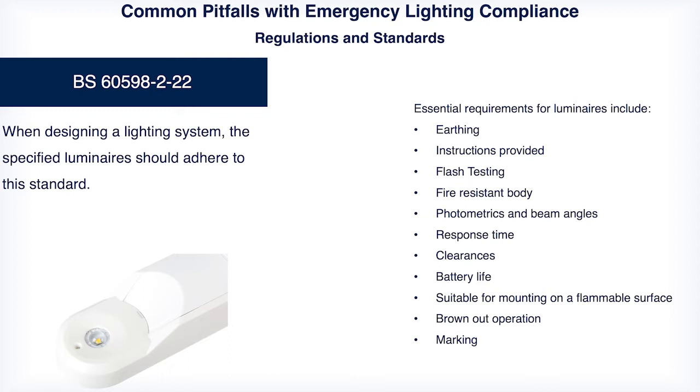and the construction and the design of the emergency lighting products. And BS 60598-2-22 is the British standard for build and quality, technical and testing of emergency lighting products. And of course, there are lots of things that we would recommend clients specifying emergency lighting look for. Some obvious ones, of course, you want it to have some earthing, you need instructions, but also fire resistance and battery performance. You know, they're very key aspects.